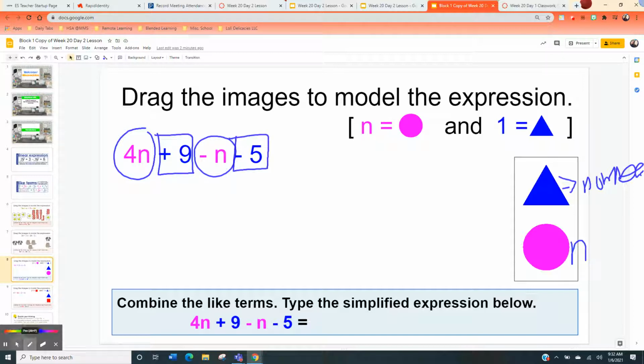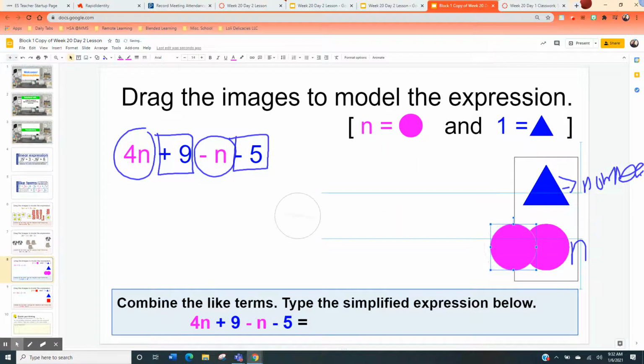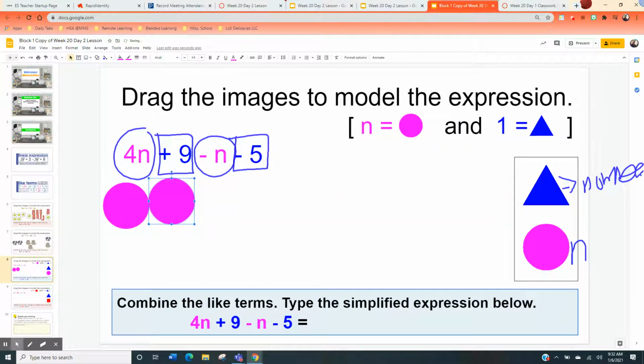So for n, I'm going to grab my circles. My circles are going to be my n. So I have 1, 2, 3, 4 n. And I forgot to rewrite it, but it was 4n minus n. And this just helps me make sure that I'm doing everything I'm supposed to. So 4n minus n. If I'm going to do minus n, what does that mean I'm doing?